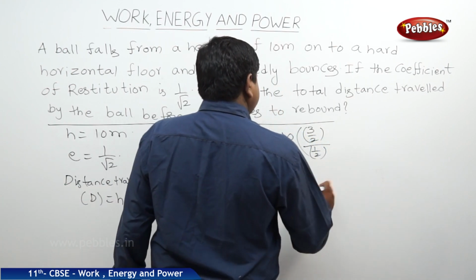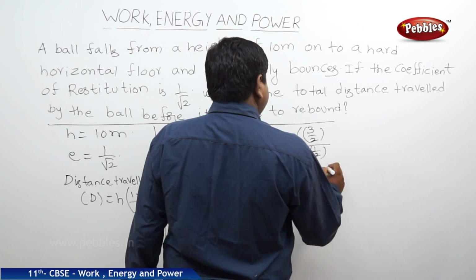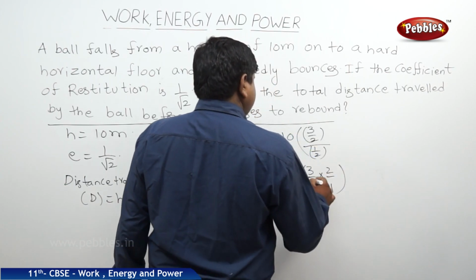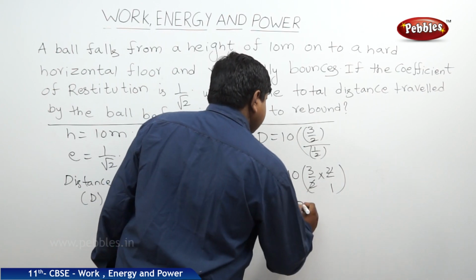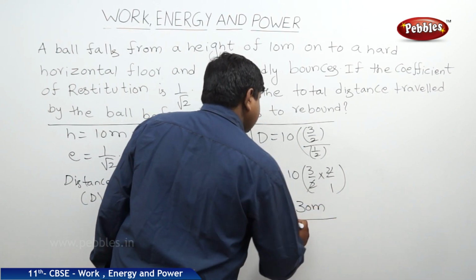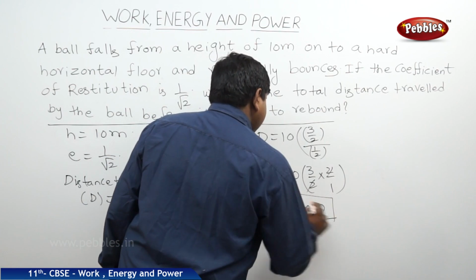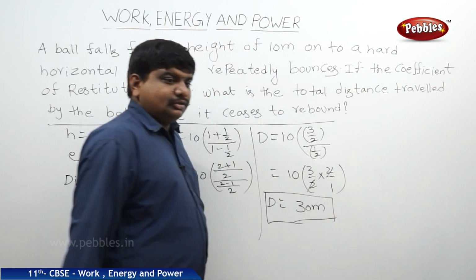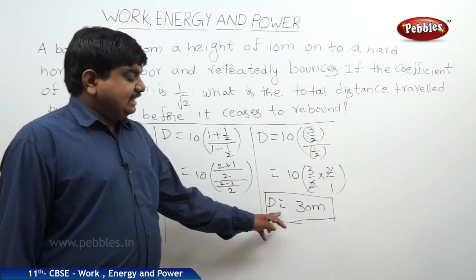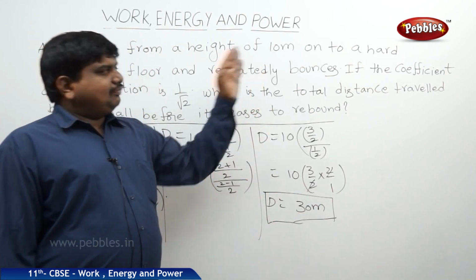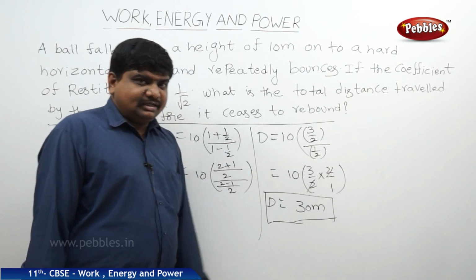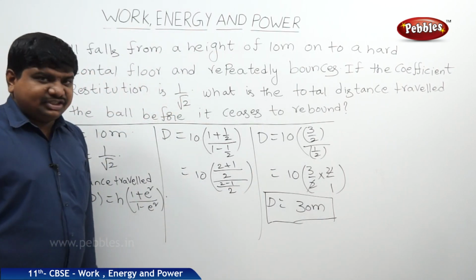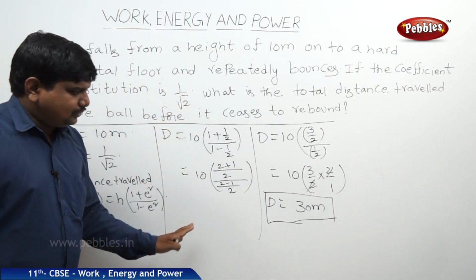So, 10 into 3 by 2 into 2 by 1. The 2s get cancelled. 10 into 3, 30 meters. So, therefore, the distance travelled by the body after repeated rebounds is 30 meters if the coefficient of restitution is 1 by root 2.